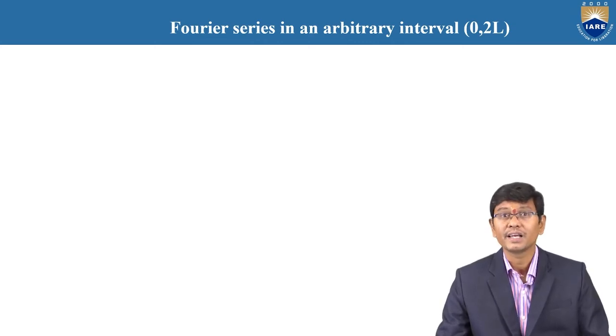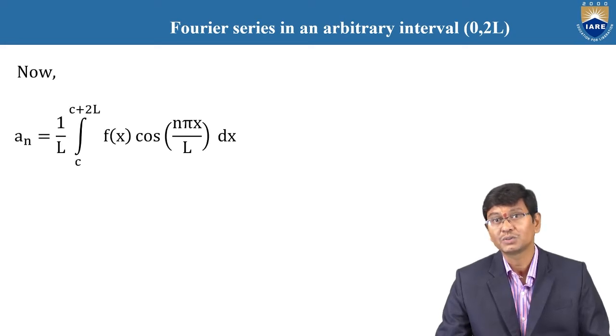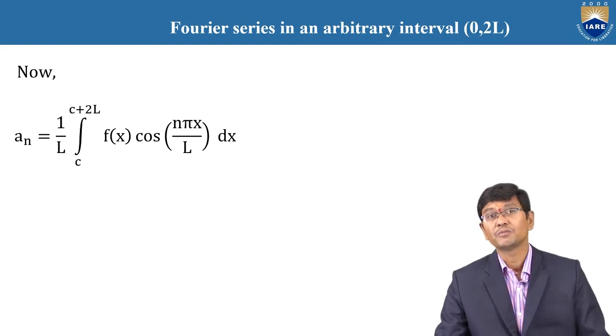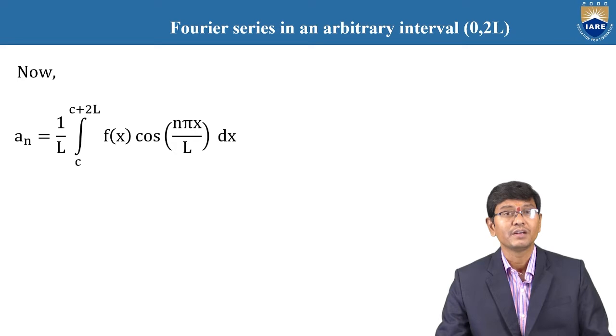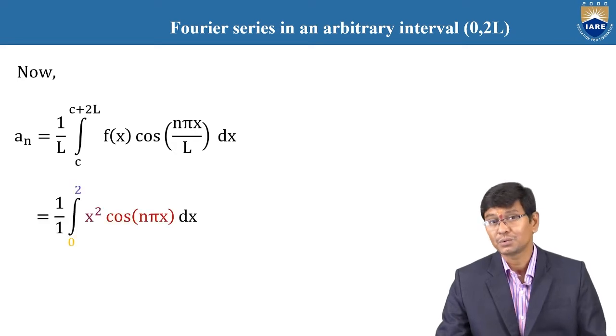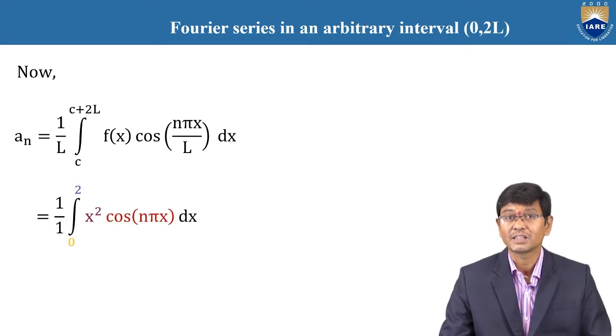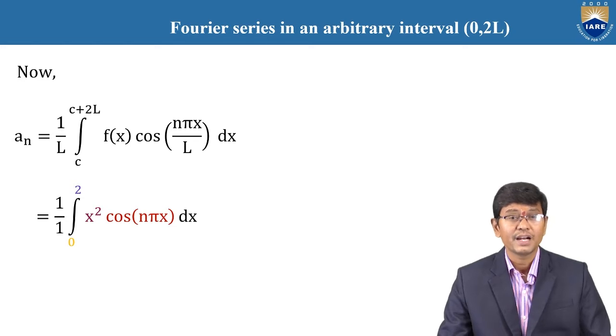According to the formula we know, an is 1 by L integration from c to c plus 2L of f of x into cos n pi x by L into dx. While we replace L equal to 1, that is 1 by 1 integration 0 to 2, f of x into cos n pi x into dx. And here you need to do integration by parts.